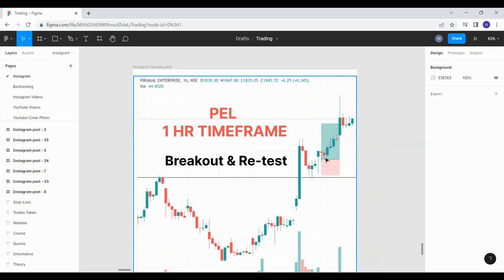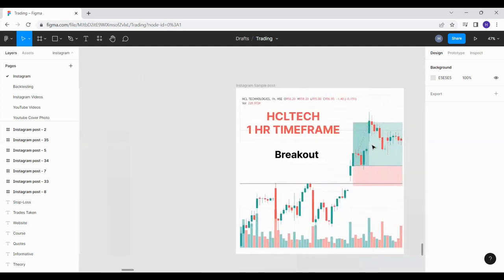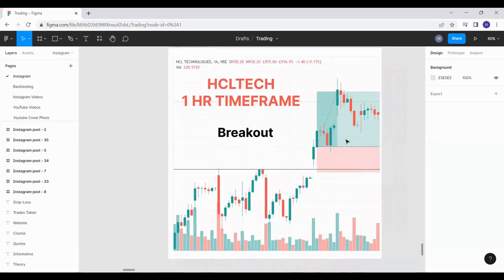But here I took the trade somewhere at this point, when price was retesting. So I put my stop loss below this wick and I took the trade at this point and I got my target hit on this trade. So these are all the trades. I will share some more so that you can get an idea.